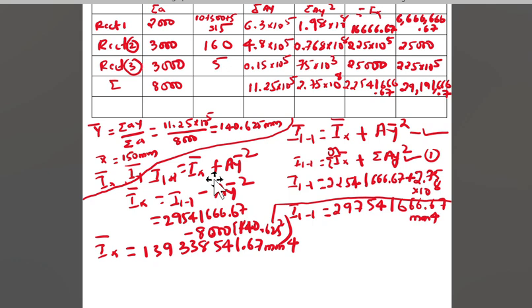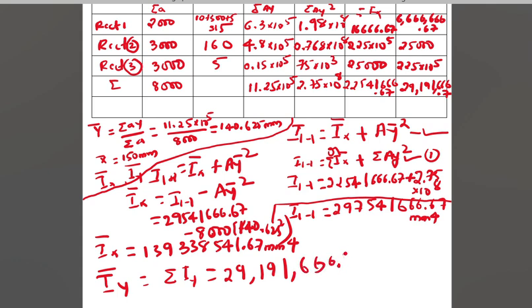Because it is symmetric about the y-axis, Iy bar is equal to summation of Iy. So here you know the value of summation of Iy, that is 2929191666.7 mm to the power of 4.